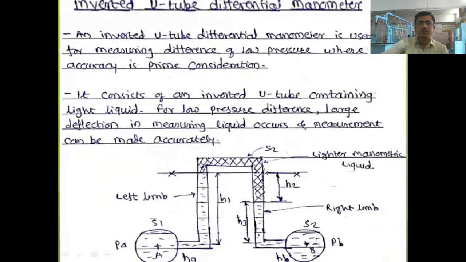The next type of manometer is the inverted U-tube differential manometer. Write down the title: inverted U-tube differential manometer. Again, the question should come to our mind that there was already a U-tube differential manometer, so why was it necessary to invent this kind of manometer again, the inverted U-tube manometer?